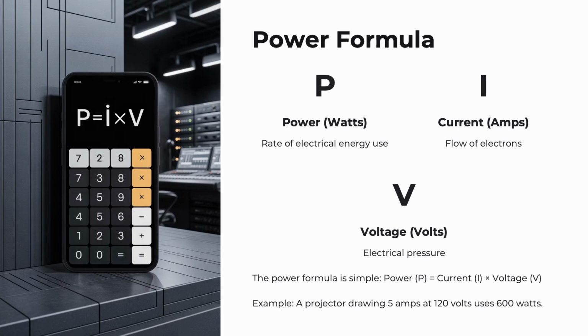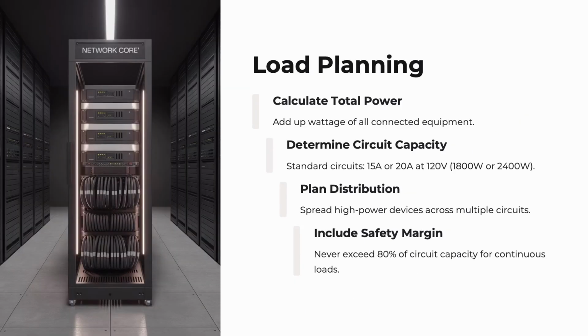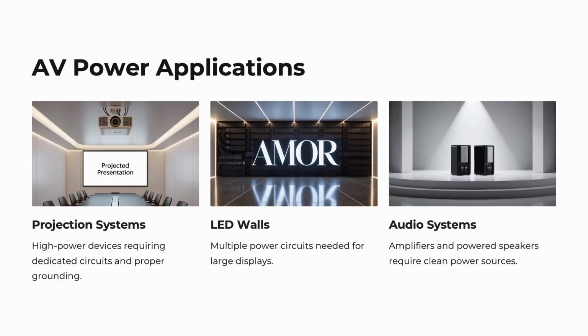Knowing this helps you plan load capacity, choose outlets, and avoid circuit overload, especially when managing high-powered gear like LED walls or powered speakers. So now that you understand the basics of voltage and current, let's take a closer look at how electricity actually flows and what might get in its way.